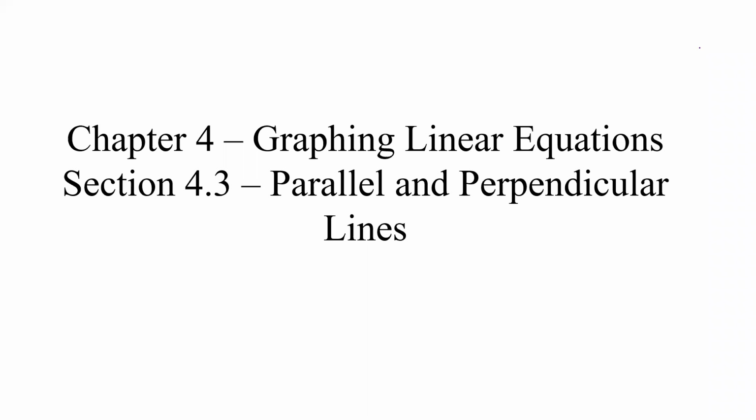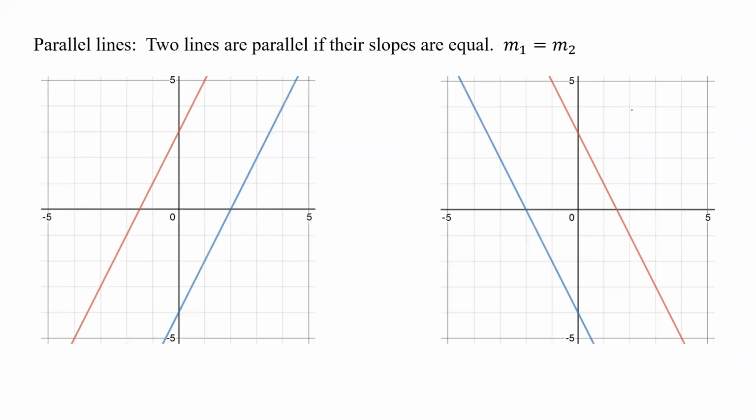All right, we're in chapter 4 on graphing linear equations. This is section 4.3, parallel and perpendicular lines. Well, what are parallel lines? Well, two lines are parallel if their slopes are equal.